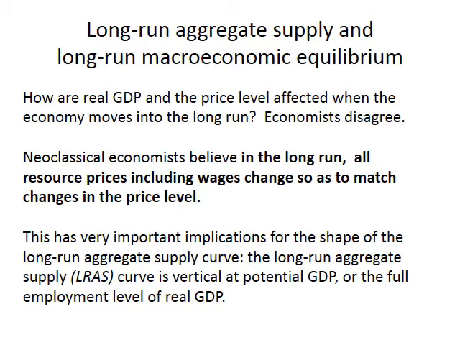But the main thing to take into account is that all resource prices change in response to some change in the price level. This has a really important implication for the shape of this long-run aggregate supply curve. And the curve is vertical at what we call potential GDP, or the full employment level of real GDP, which is also the same thing as the level of the natural rate of unemployment. So if we look at that notion of potential GDP, remember that's where all of our resources are being used efficiently.